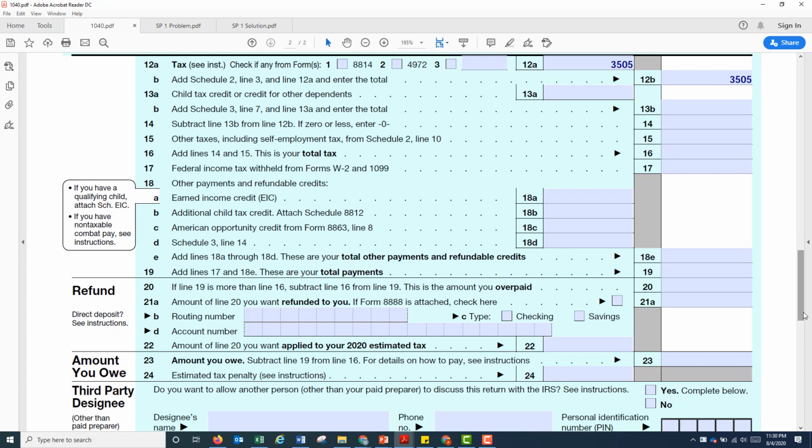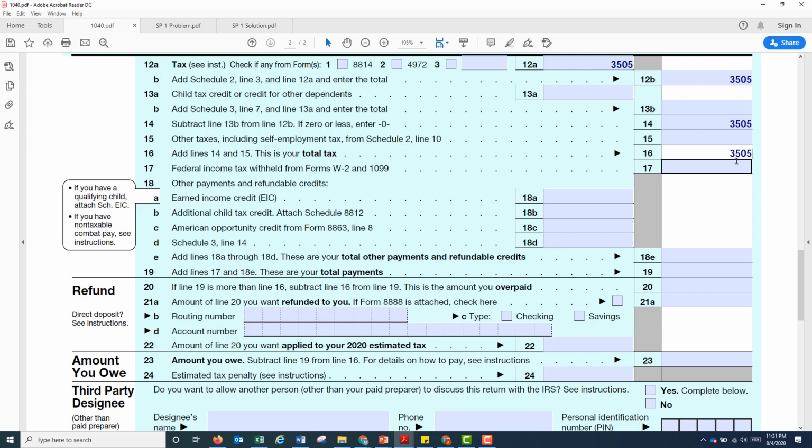Continuing on, line 13A and 13B, we don't have any credits and nothing on Schedule 3. Schedule 3 reports credits. Therefore, we leave it blank and jump to line 14. Line 14 then is 3,505 that we carry down because it's just a calculation and it's a subtotal. Line 15, other taxes. We don't have any in this problem. Line 16. Again, it's 3,505. That's carried down from above, and that's our tax.